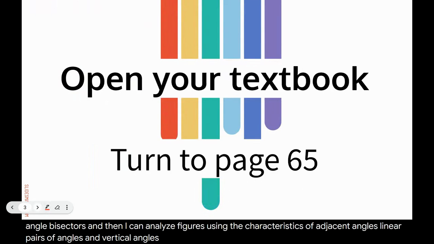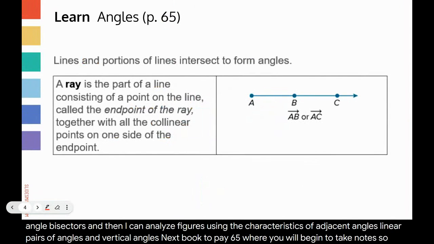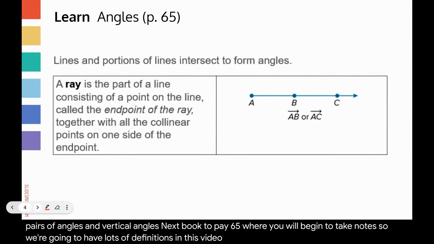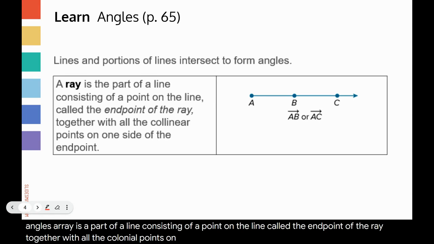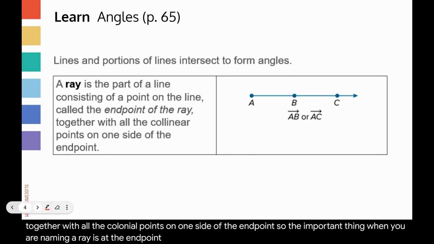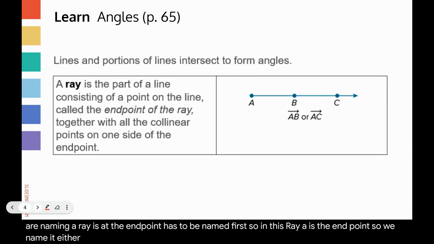Open your textbook to page 65, where you will begin to take notes. So we're going to have lots of definitions in this video. So lines and portions of lines intersect to form angles. A ray is a part of a line consisting of a point on the line called the endpoint of the ray, together with all the collinear points on one side of the endpoint. So the important thing when you are naming a ray is that the endpoint has to be named first. So in this ray, point A is the endpoint, so we name it either ray AB or ray AC.